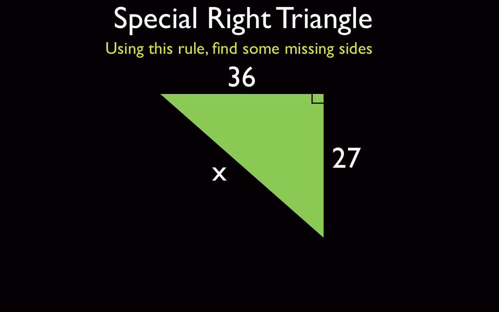Okay, looking here. We know that the hypotenuse is missing, so the other ones would have to be 3 and 4. And if you notice, you've got 3 times 9 is 27, 4 times 9 is 36, so the hypotenuse would have to be 5 times 9, which is 45.